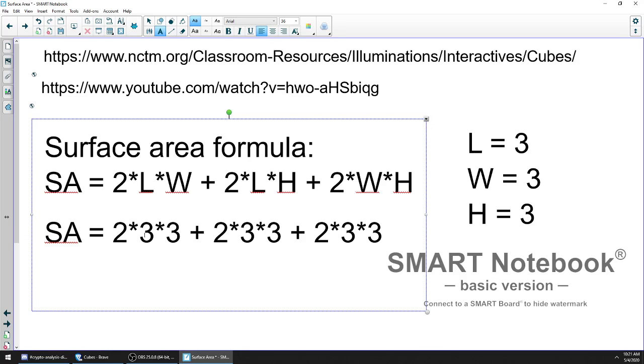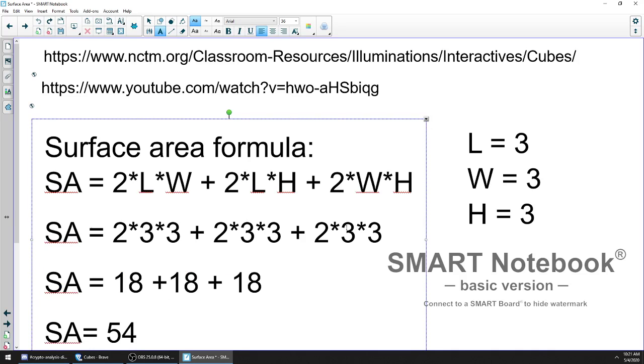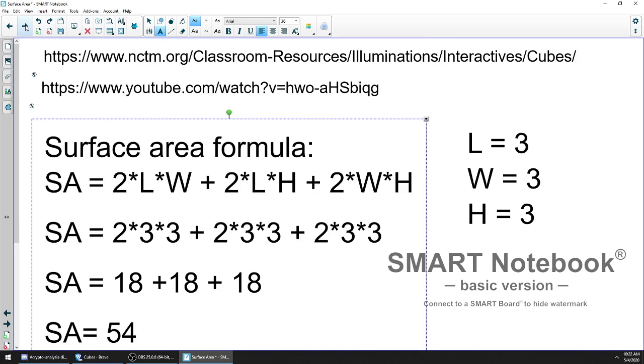Let's multiply these out. So 2 times 3 times 3 will give you 18. 18 and 18. And what do I do? I add it all up to get 54. And if you would look, 54, 54, it's the same thing. These are two of the main methods of solving surface area.